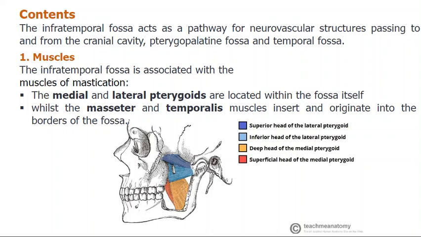They are present within the fossa itself, and the masseter muscle and temporalis muscle are passing through, so they are inserted and originate at the borders or the boundaries of the fossa. Here we have the temporalis muscle and the masseter muscle right here, one of the muscles of mastication.